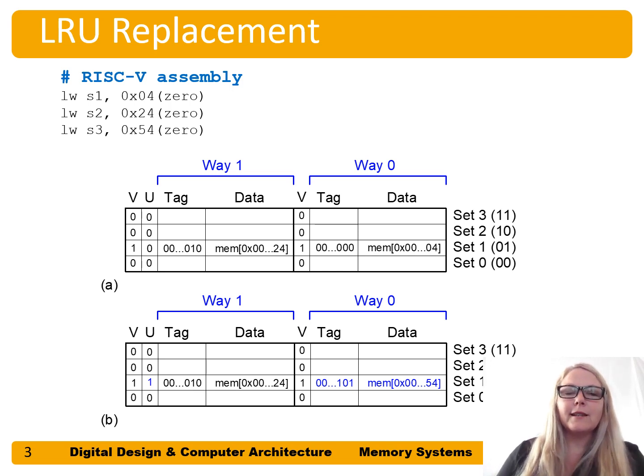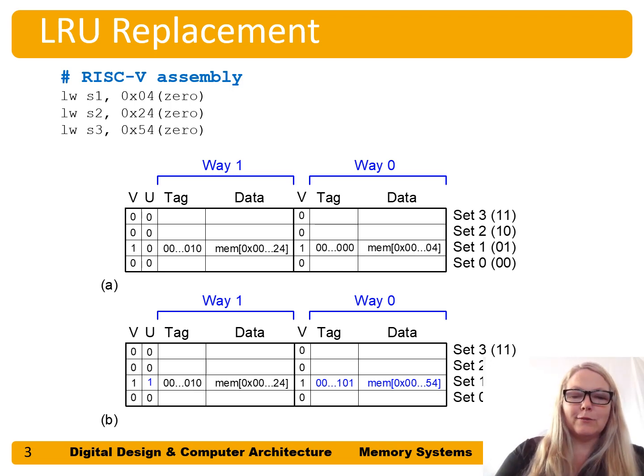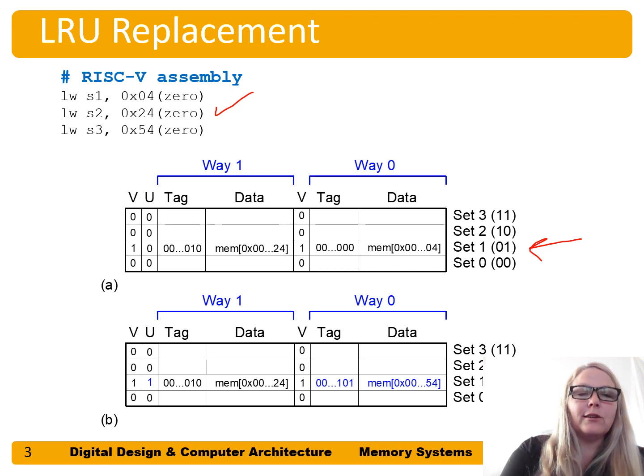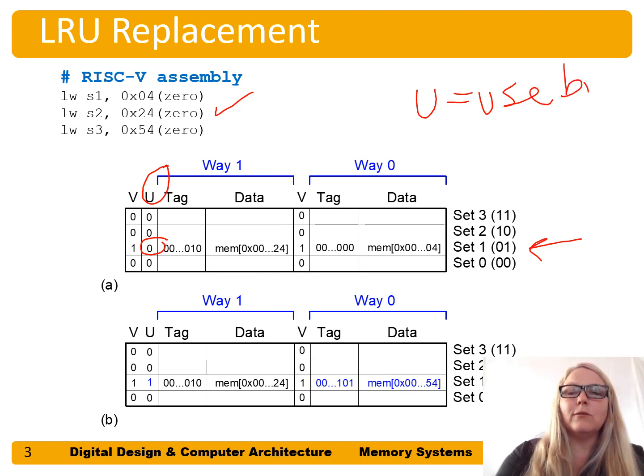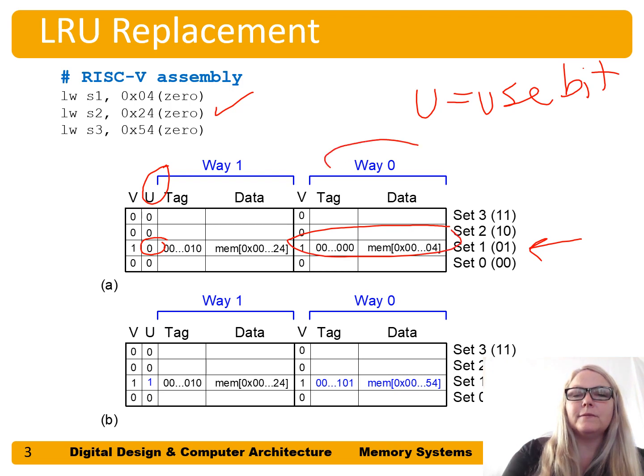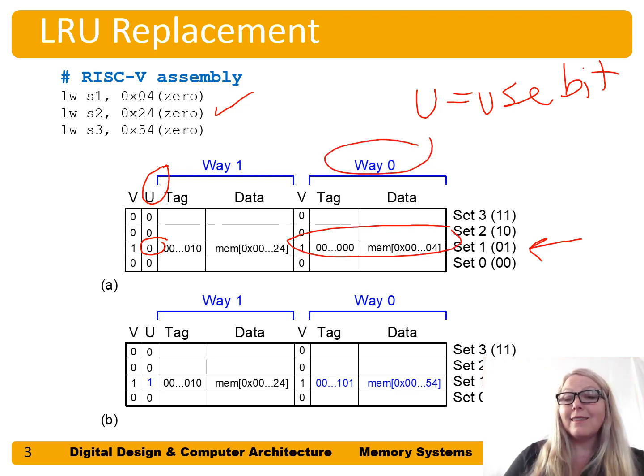This is written more nicely here, but not in real time. This is the case right after that access, where we have the data at memory address 4 and at hex 24 there. Now we add another bit of information, called a use bit, U. It says which way was least recently used. Way 0 was least recently used, so that's the way to replace if there's another access.